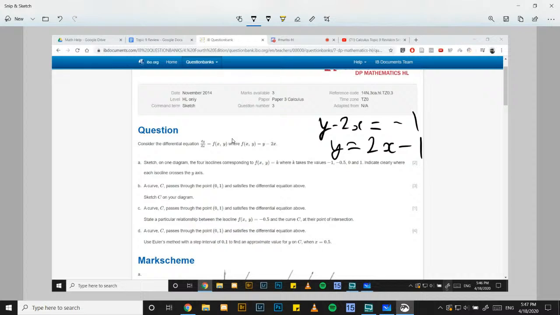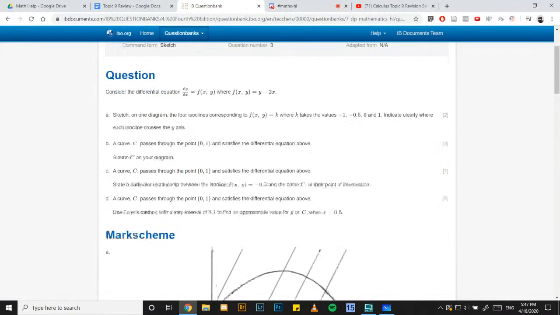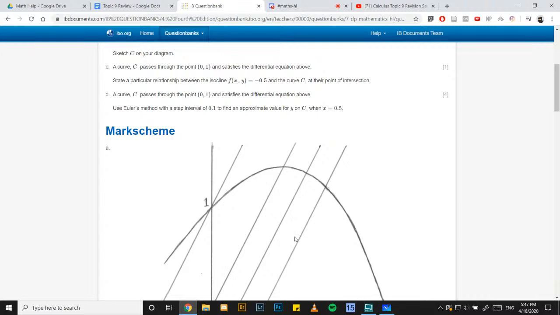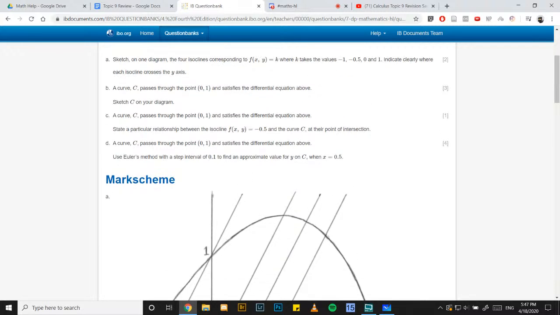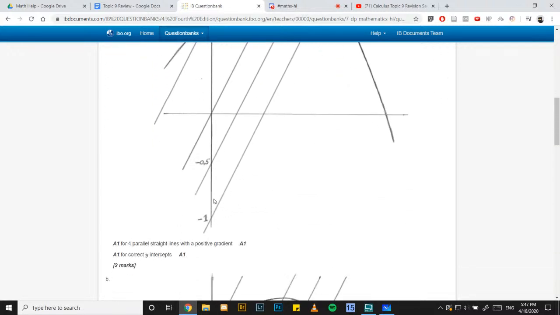This is correct. So y is equal to 2x minus 1, y is equal to 2x minus 0.5, y is equal to 2x, y is equal to 2x plus 1. Those are all the different isoclines you can come up with. By finding all those isoclines, you can draw them on a graph. So first you would draw all the isoclines on the graph without this curve. And you should just show where it crosses at 1, negative 0.5, negative 1, and 0.